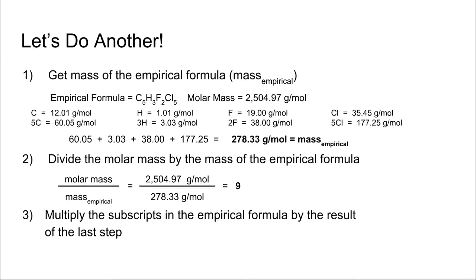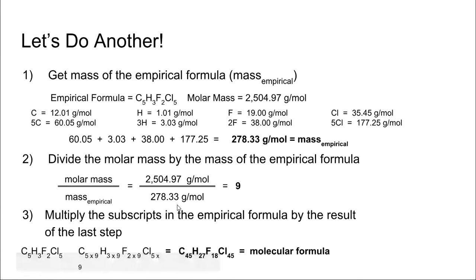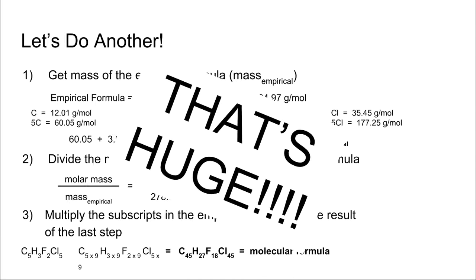And so now we can multiply the subscripts in our empirical formula to get the molecular formula. Okay, so I'll multiply, that little 9's trailing off, and now it's covered up. But when I multiply that out, I get this molecular formula, and wow, that is a huge molecular formula, 45 carbons, 45 chlorines. It's a lot of carbons, a lot of chlorines.